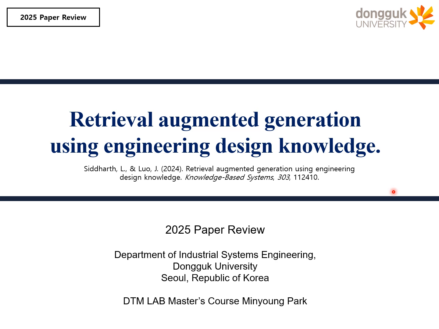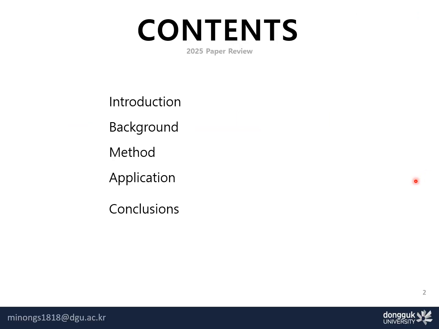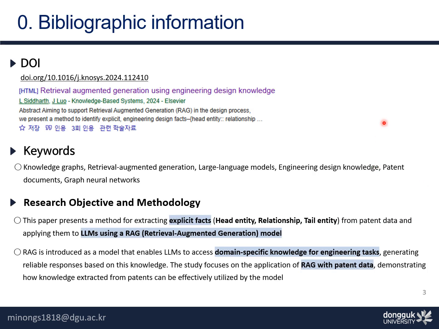In this seminar, I'll be reviewing a paper that explores how the RAG model can be applied to extract engineering design knowledge, which I plan to use in my master's thesis. The contents are the same as the structure of the paper. This paper was published in Knowledge-Based Systems, a Q1 journal.